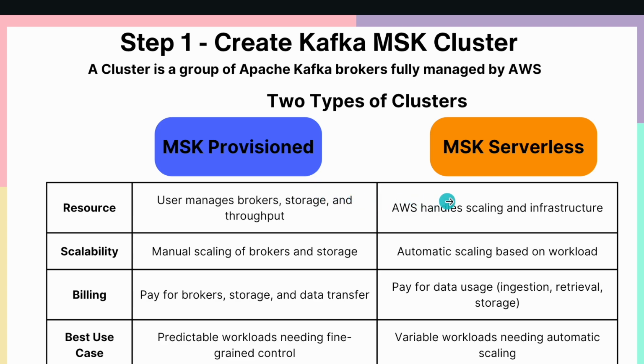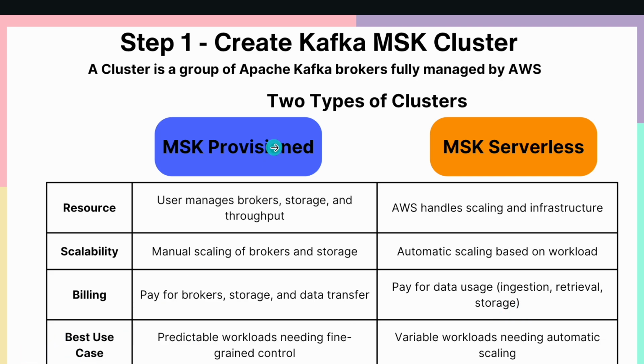And if you are choosing MSK serverless, you just create your cluster, and AWS handles all the scaling up and down of infrastructure based on your workloads. Scalability, again, you have to monitor your cluster and scale up and down depending on your use case manually, whereas if you choose MSK serverless, AWS automatically does that based on your workload. And billing depends on the number of brokers you deploy, the storage that you select, and the data transfer costs in case of MSK provisioned clusters. For MSK serverless, you pay for the data usage, like ingestion, retrieval, and storage.